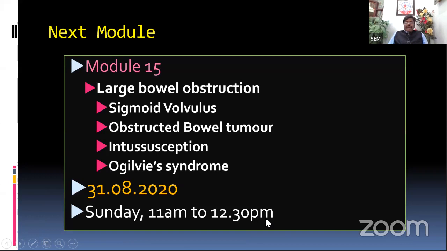Okay, so I think that completes. Next week we'll travel to the large intestine, wherein there are at least 4 important short notes, like sigmoid volvulus and obstructed bowel tumor, how to manage. I think to some extent we have already discussed. Intussusception, that is actually ileocolic, but we'll discuss it in large bowel obstruction. Then Ogilvie syndrome, one of the rare causes of pseudo-obstruction or functional obstruction.